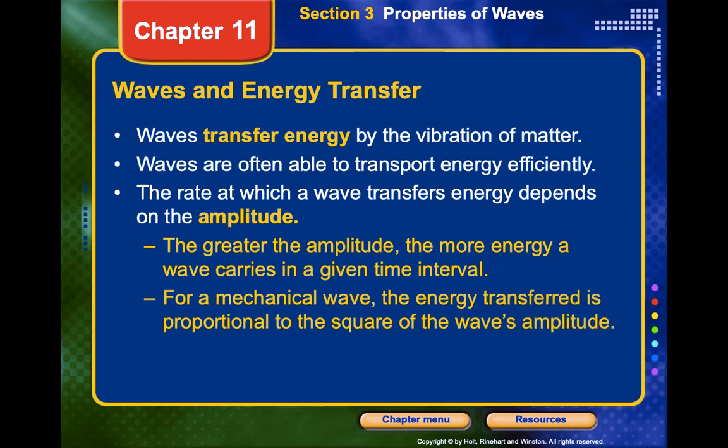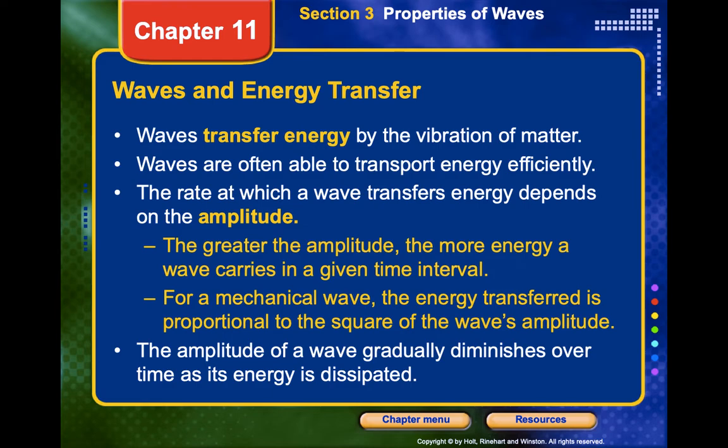And for a mechanical wave, the energy transferred is proportional to the square of the wave's amplitude. So the energy, that's just an equation. Basically, energy is going to be amplitude squared times something equals the energy. And that's just an equation, but we don't need to worry about that too much. And it says here, the amplitude of a wave gradually diminishes over time as the energy is dissipated. And yeah, so as the energy spreads out, then the amplitude of that wave decreases.